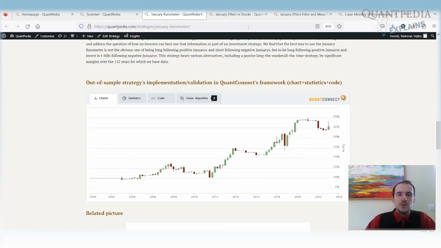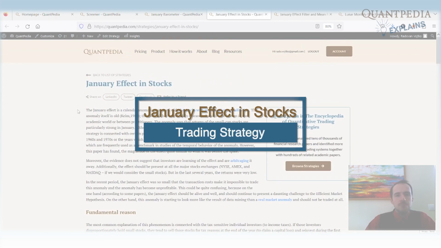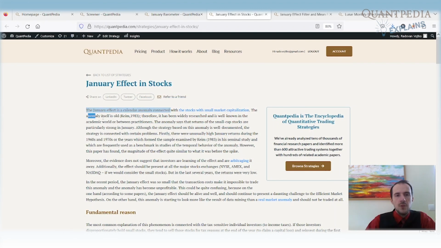Another, more interesting strategy is the original January effect. What is the January effect in stocks about? It is a calendar anomaly connected with stocks with a small market capitalization. The anomaly itself is very old, very widely researched, and very well known. It says that the returns of small cap stocks are particularly strong in January.